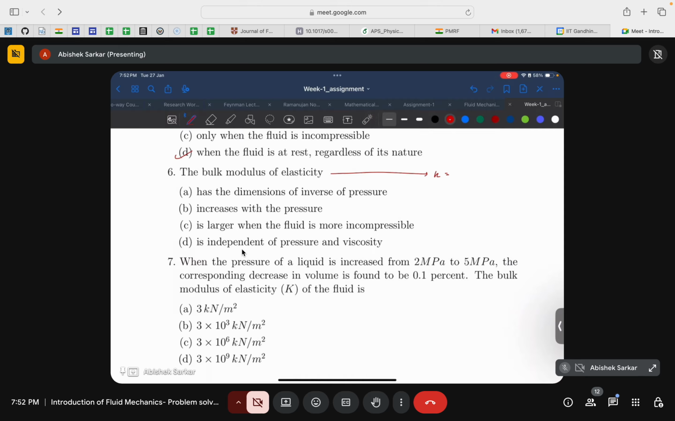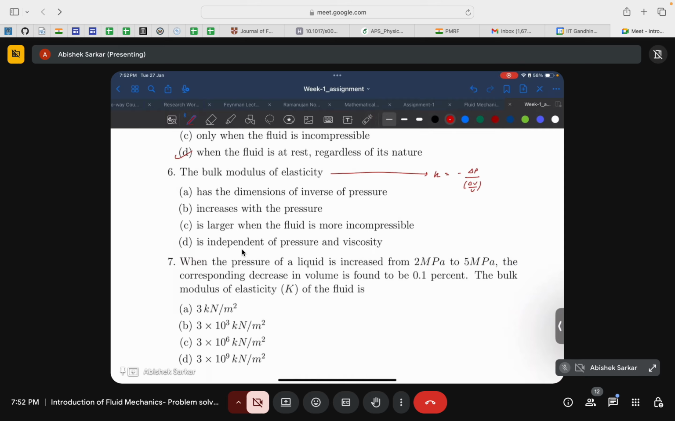It is defined by K, which is given by minus change in pressure, delta P, by delta V by V. I thought that you might know, but since I didn't formally discuss it, I wanted to reiterate it. Okay, Gunjan says B. A very nice approach to the answer. Anyone else, would you like to contribute?